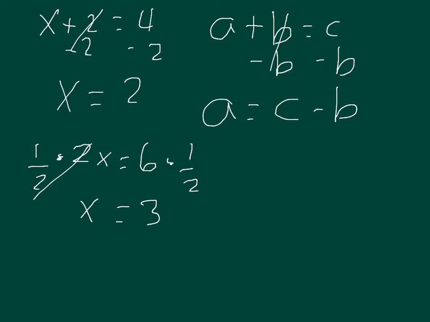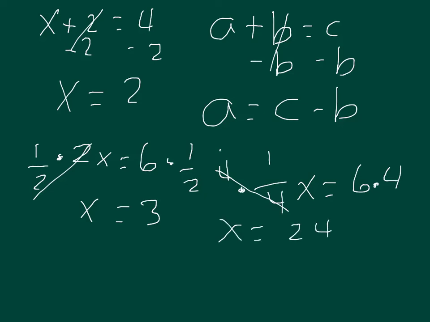And then if you had 1/4 x equals 6, then you can multiply by its reciprocal 4/1, or multiplying by 4, in the numerator goes to 1. Do the same thing to the other side to keep it balanced, so x is equal to 24.